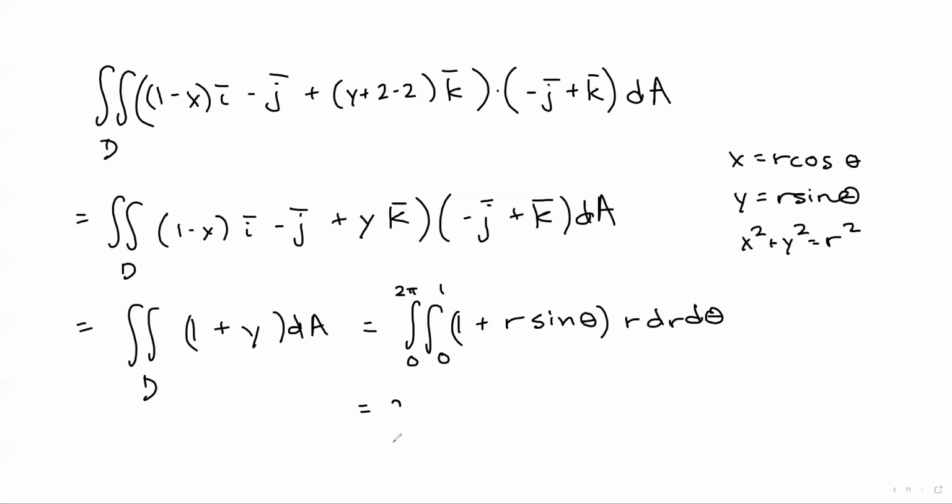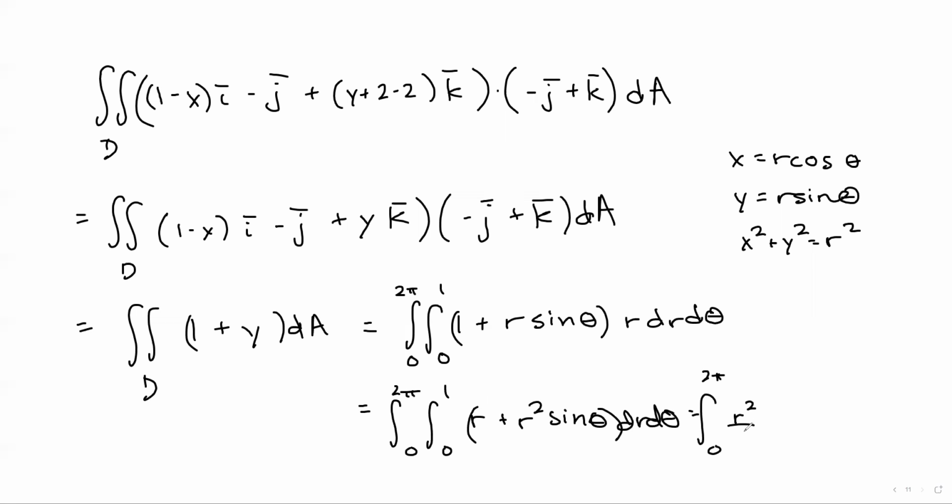All right, let's see if we can do this. I guess we'll do it in 2 steps. It's r and then r squared sine theta, dr d theta, so 0 to 2 pi. The antiderivative here: we're going to have r squared over 2, r to the 3rd over 3, sine theta, from 0 to 1. So that's 1/2 plus 1/3 sine theta.